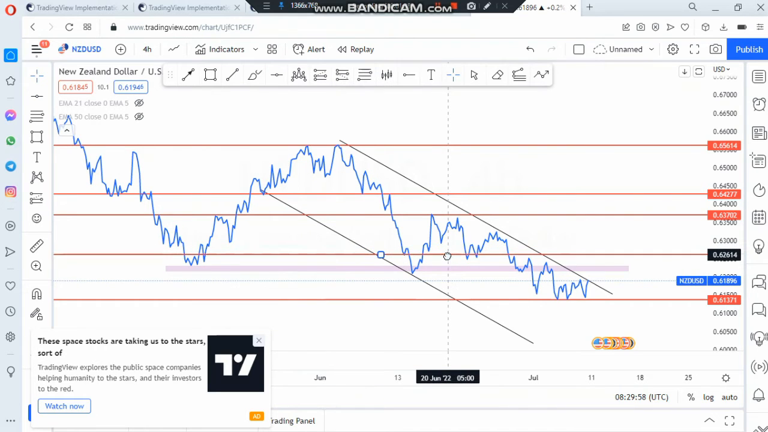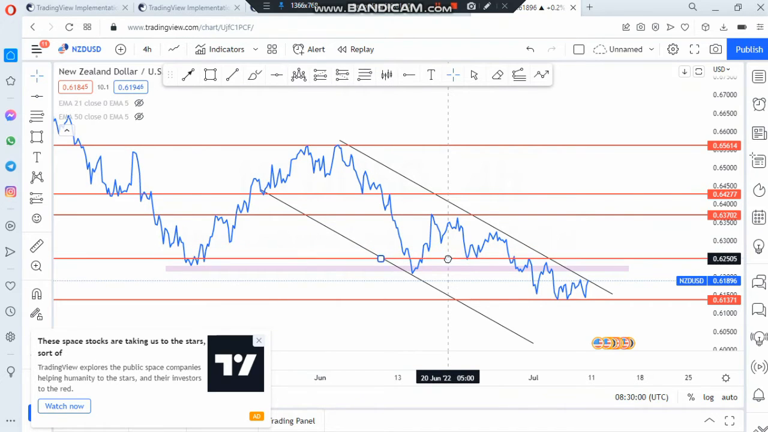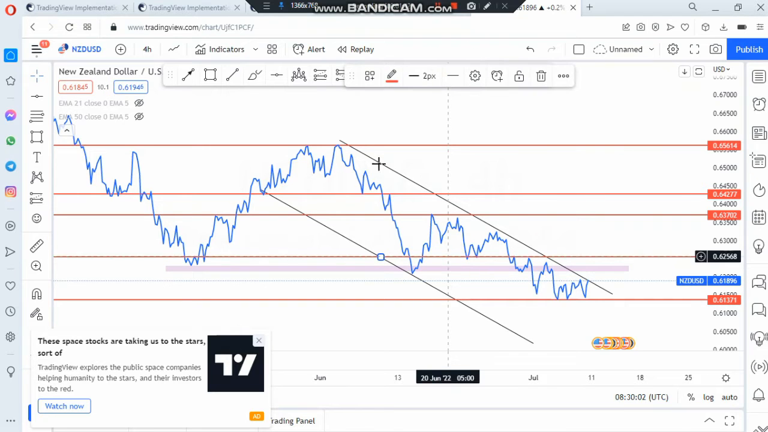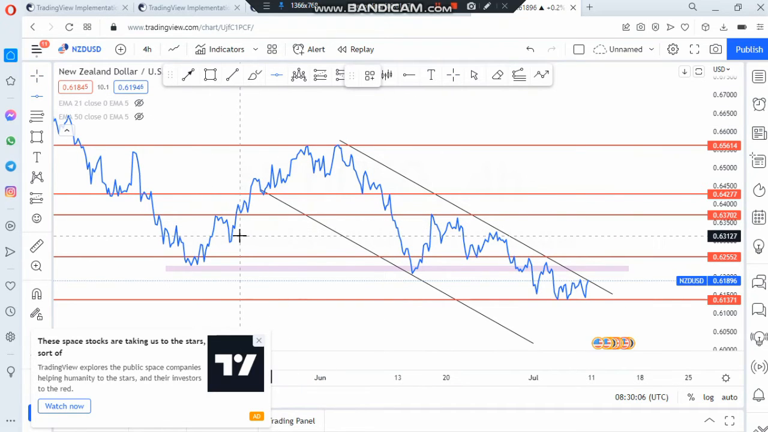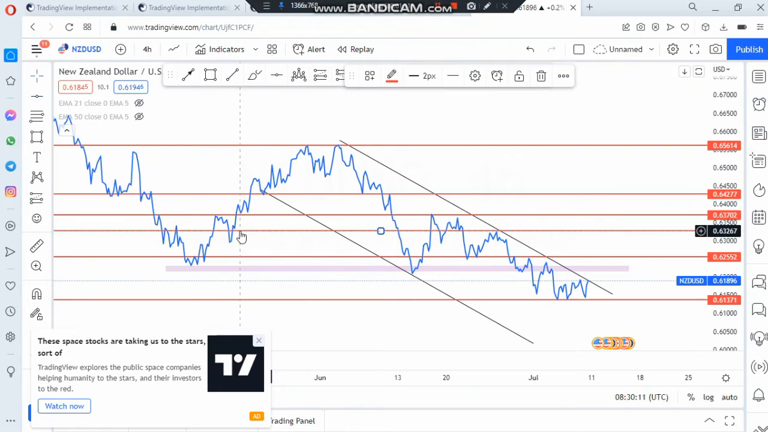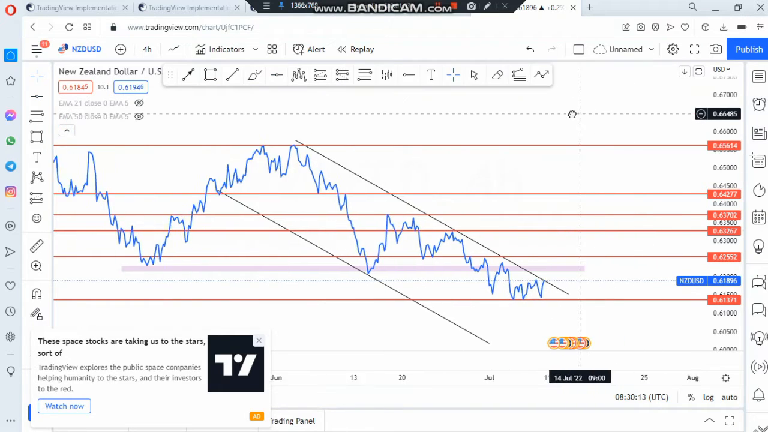Maybe this one I may put below, like here. Yes, yeah. What about this area? Then I'll put the second one, the other one. What about this area? So this is what we have, guys.